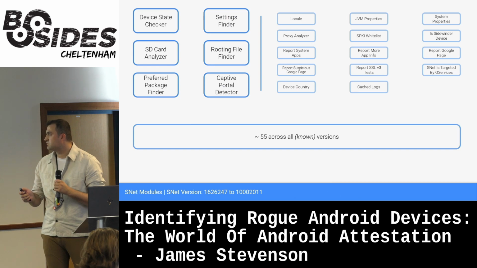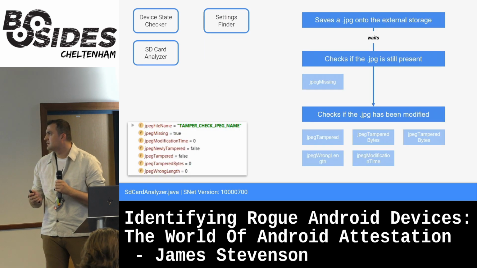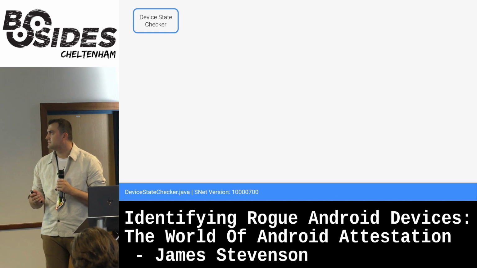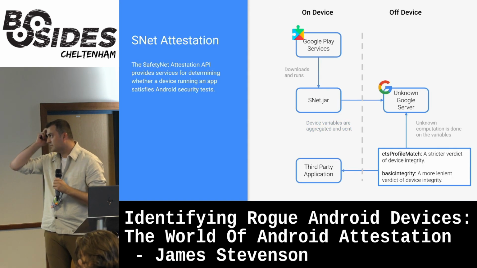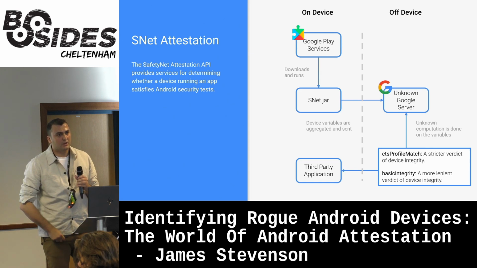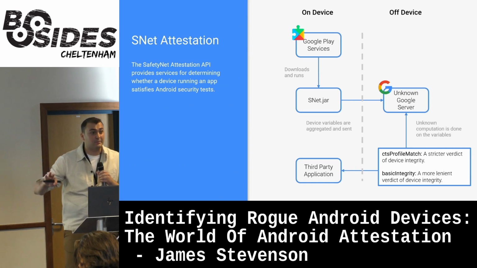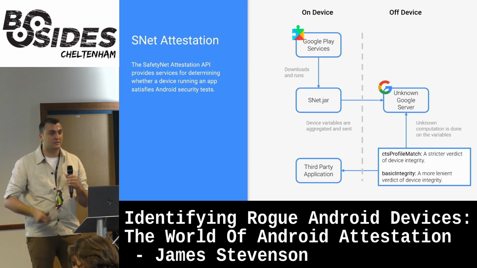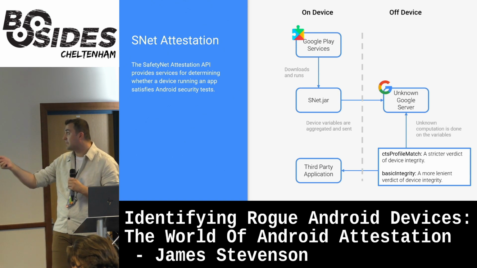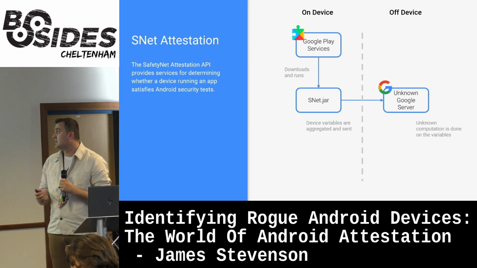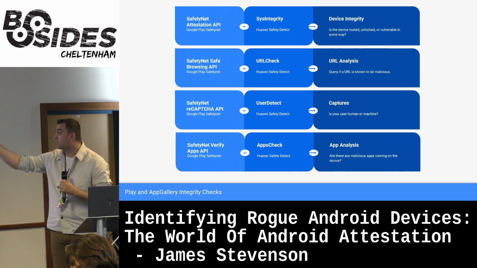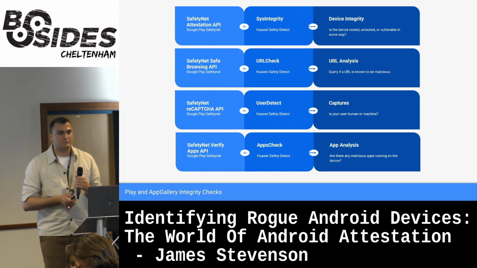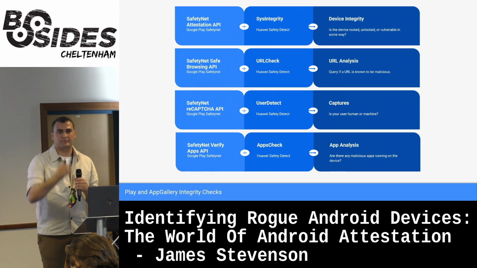Yes, so let me find the slide. There you go. So it's all a Google Play Services API. There's a bunch of different Google Service APIs, things like Maps, and one of their APIs is this Attestation framework, and these are all different types of APIs as well, all based in Google Play Services.